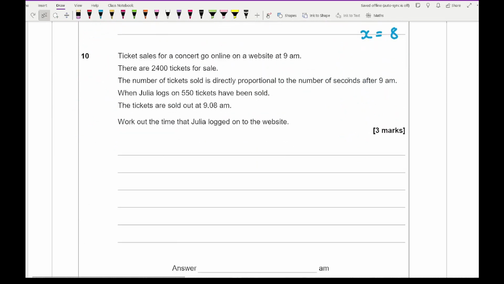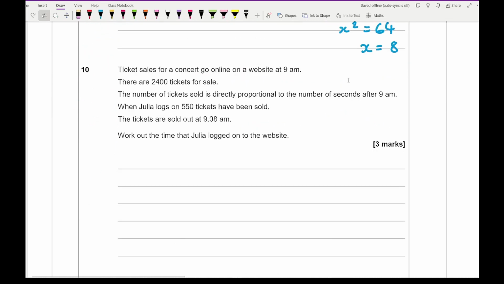Then moving on to question 10, it says that ticket sales for a concert go online on a website at 9 AM. There are 2,400 tickets for sale. The number of tickets sold is directly proportional to the number in seconds from 9 AM. When Julia logs on, 550 tickets have been sold. The tickets are sold out at 9:08 a.m. Work out the time that Julia logged onto the website.